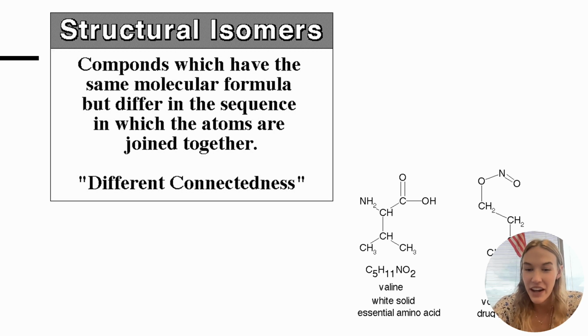compounds. One is valine, which is not really a drug, it is an amino acid, and it's very good for us. We need it to build muscle, we need it for lots of different biological functions, and we compared that to the drug amyl nitrate, which is just a party popper. If you take too much, you can die. So, same compounds or same elements, but different connectedness can have a very, very different effect on our bodies.